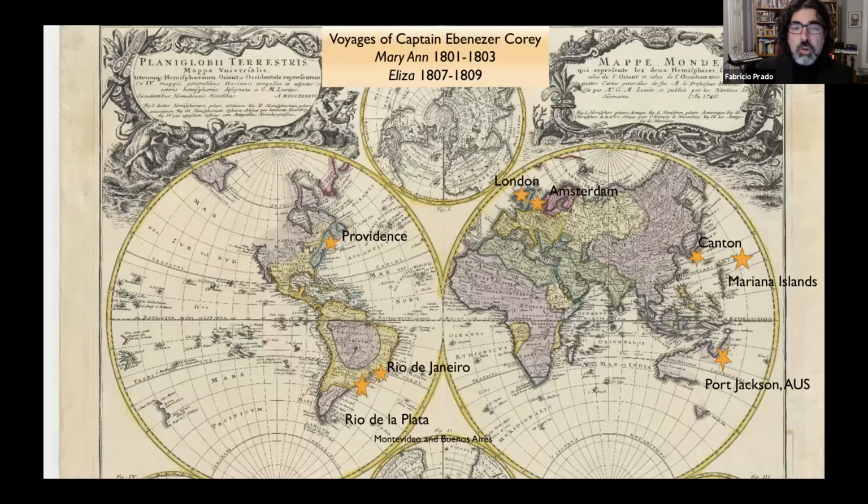So the schooner Eliza had arrived in Rio de la Plata. By that moment, they had just a small cargo. But just to be admitted, the schooner had already paid the value of 33% of their cargo in bribes to enter the Spanish Empire. The schooner was supposed to meet the Marianne in Rio de Janeiro.